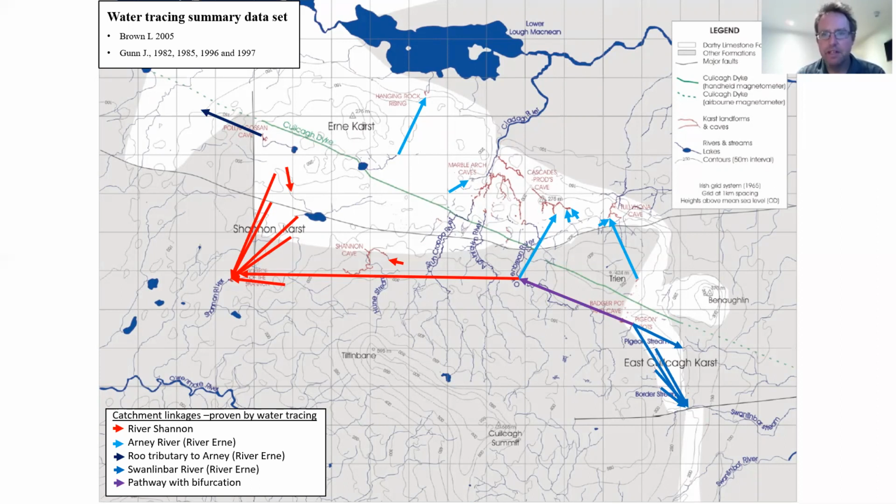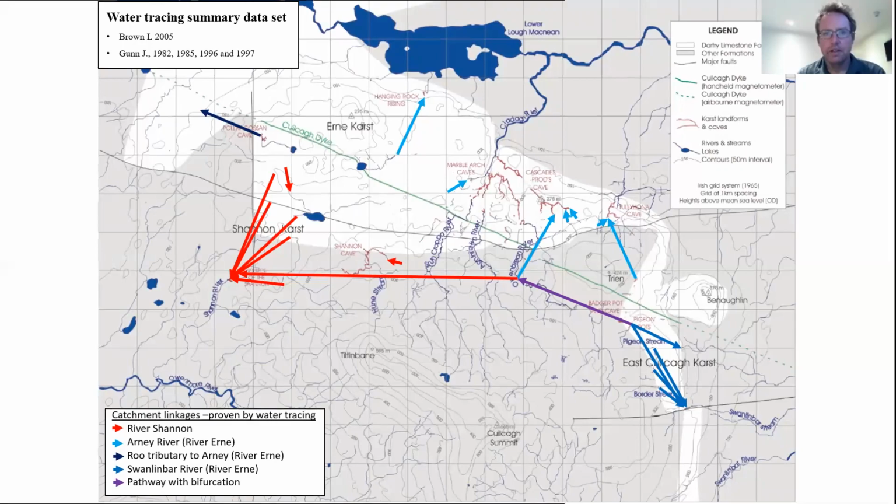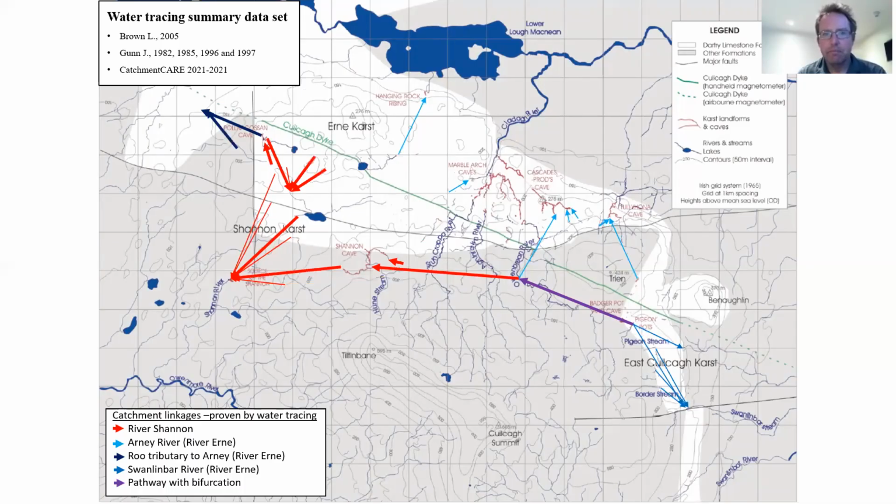The benefit of the submersible logging fluorometers that we're using for catchment care is that it really speeds up the process. So it means we can carry out many more dye traces in a much shorter period of time. So this is the generalized lines which link sink to resurgence before catchment care. And we've added in multiple additional tracing lines now. And this has really enhanced our understanding of how the catchment divides are lying across the limestone area.